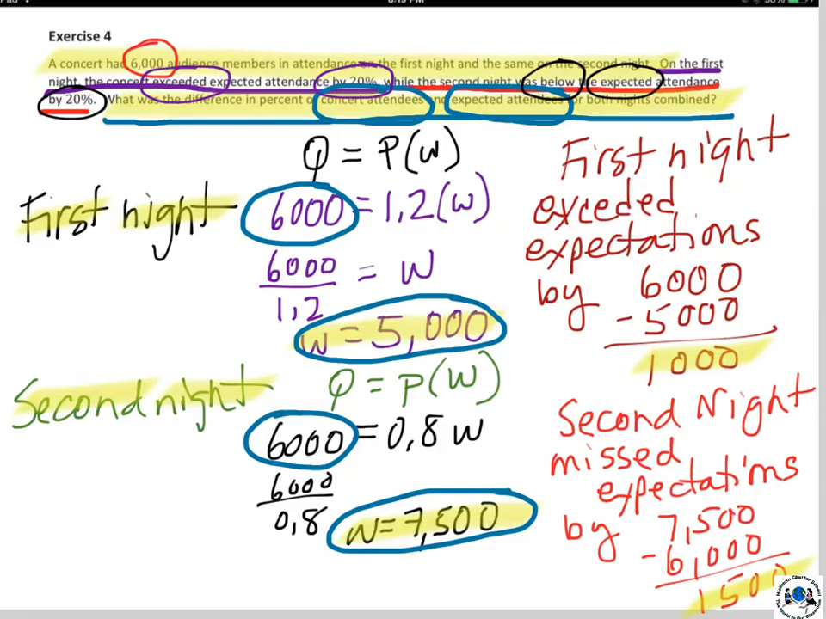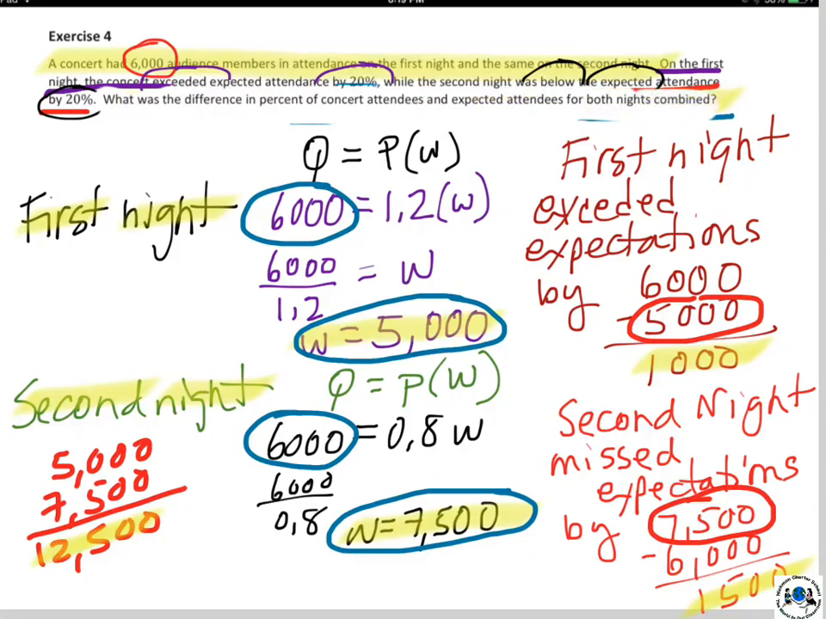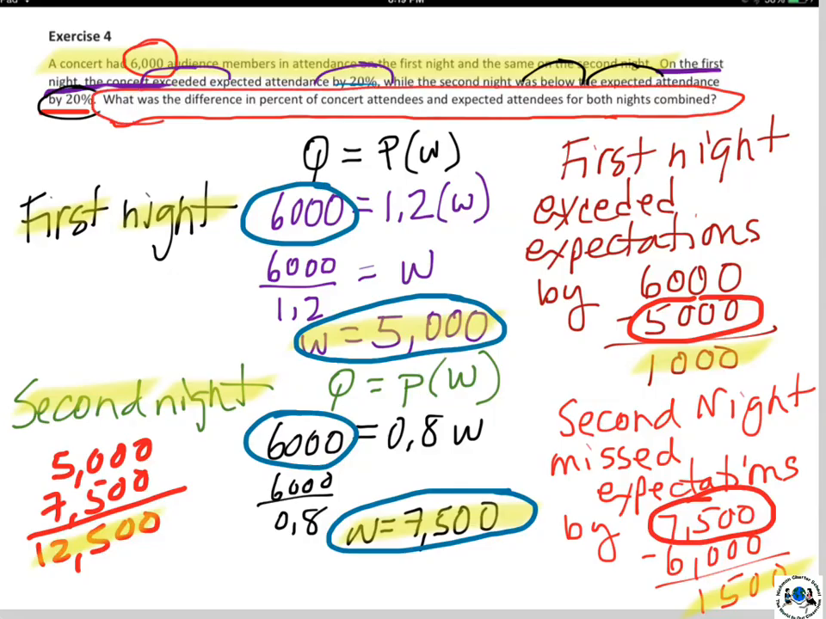So maybe it was a Friday and a Saturday, or a Saturday and a Sunday, and they expected more on the second day. But anyway, if we add those together, we have the expected attendance. So this final question, let me go ahead and erase this here. I made a huge mess over here. We're going to get to answering the question because we haven't actually answered it yet. And that question goes like this: what was the difference in percent of concert attendees and expected attendees for both nights combined?